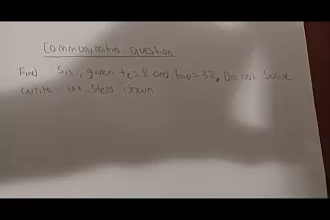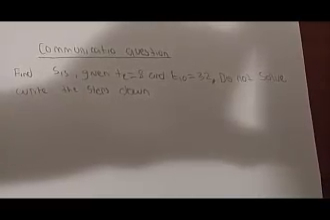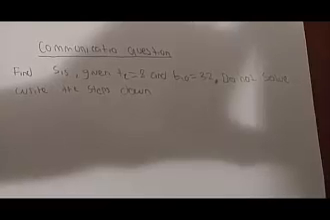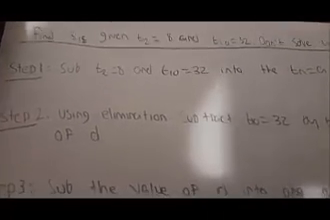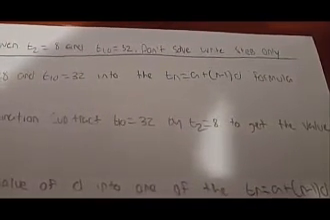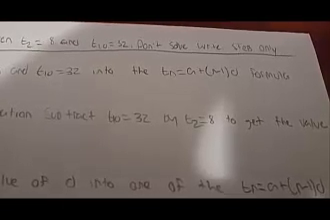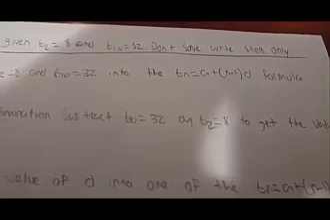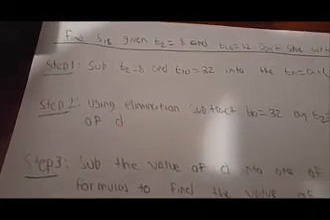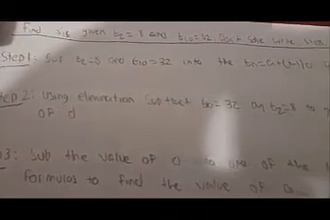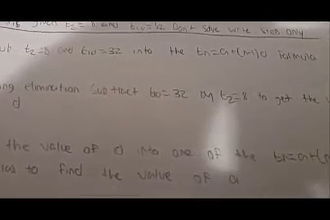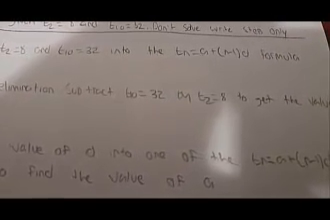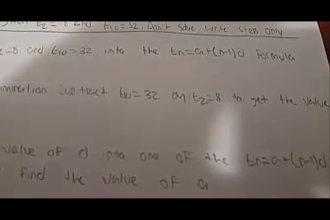Next is the communication question: find S15 given that T2 equals 8 and T10 equals 32. Do not solve, and write down the steps. Step 1 would be to sub T2 equals 8 and T10 equals 32 into the Tn equals a plus bracket n minus 1 bracket d formula. Then step 2 is using the process of elimination: subtract T2 equals 8 from T10 equals 32 in the formula Tn equals a plus bracket n minus 1 bracket d to get the value of d.